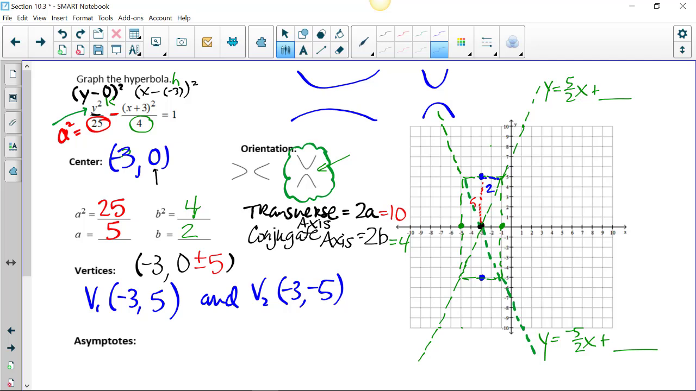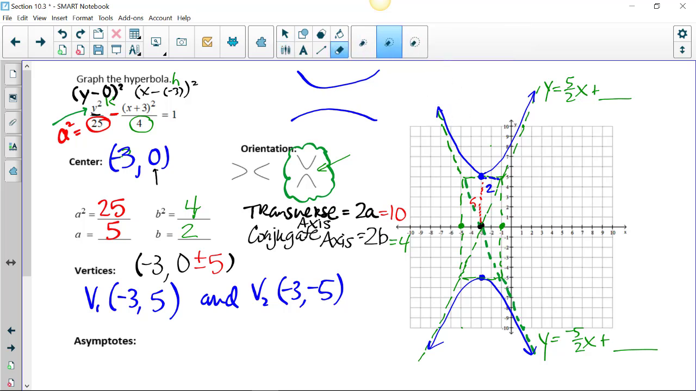I draw my curves. So my curves have to go through the vertex, and then they are going to approach my asymptote, but never touch or cross. Those are just my guidelines so that I can draw an accurate graph. So there are my two curves of my hyperbola. Get this out of the way a little bit here. Okay, so that's how we can accurately draw our hyperbola using the asymptotes.